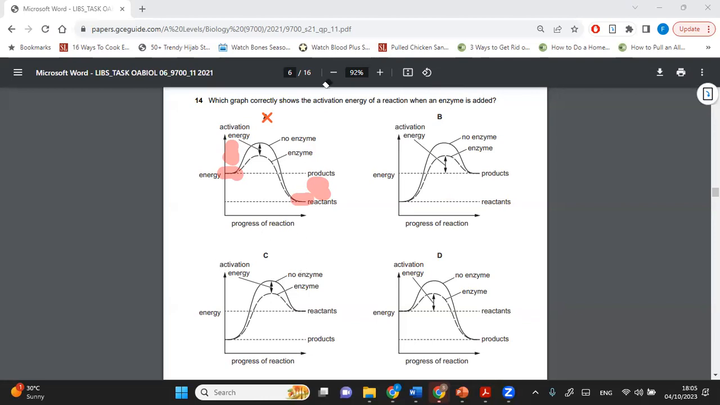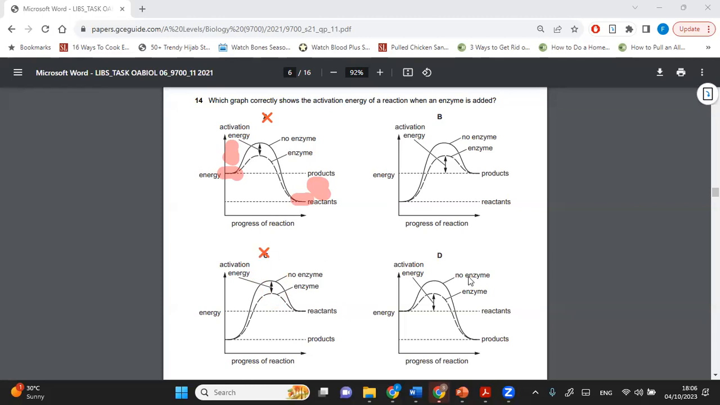In our option C, again, we can take a look over here that our products are at the bottom and reactants are on the other side. And also, quite incorrectly, their activation energy is not labeled correctly at all. This is not the activation energy. This is not what activation energy actually is. So option C is most definitely not correct.